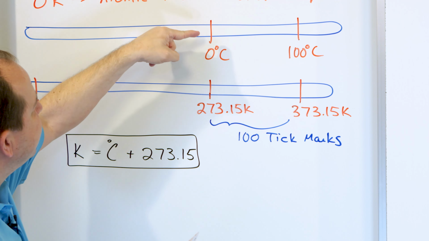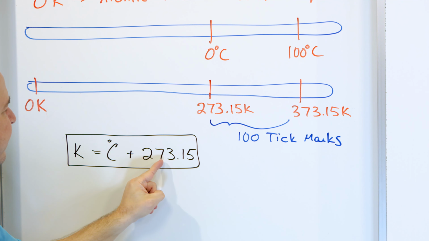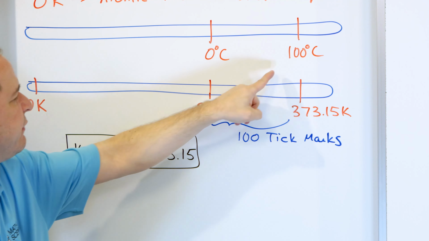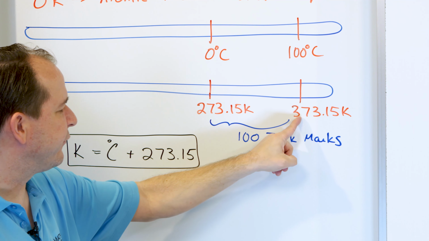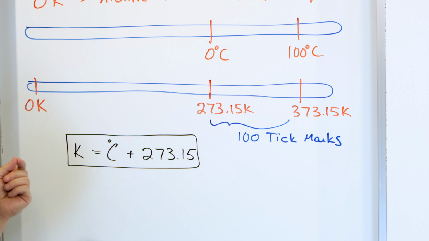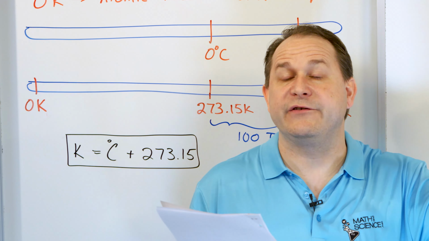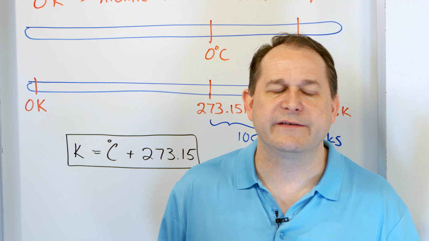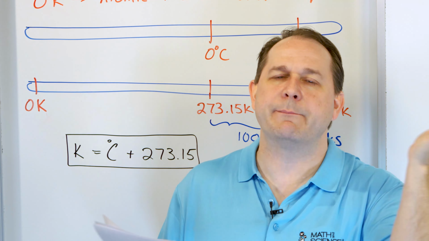So notice that at 0 Celsius, if I put 0 in here for 0 Celsius and I add 273.15, then I get the correct answer in Kelvin. If I put 100 degrees Celsius in here and add it, then I get the same correct answer that I wrote down here on the temperature scale. So you can see that no matter what temperature in Celsius you are, you're always adding 273.15 to it. So the Kelvin temperature at the same absolute temperature is just a bigger number.